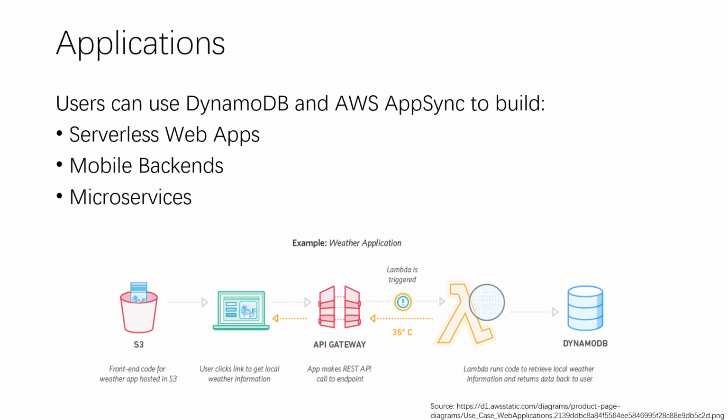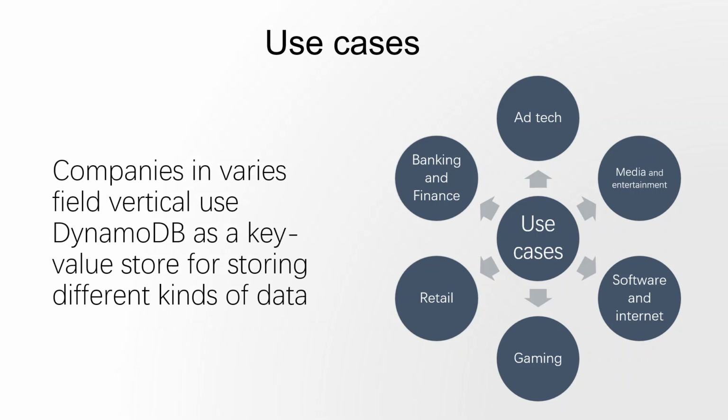Next, we can see that Amazon DynamoDB is used to build various applications, from serverless web apps to micro backends to microservices. And here is an example of how it's used to build a weather application. Next, we can see some use cases. Amazon DynamoDB is used in different fields, from edtech to media and entertainment. It's used as a key-value store for storing different kinds of data.